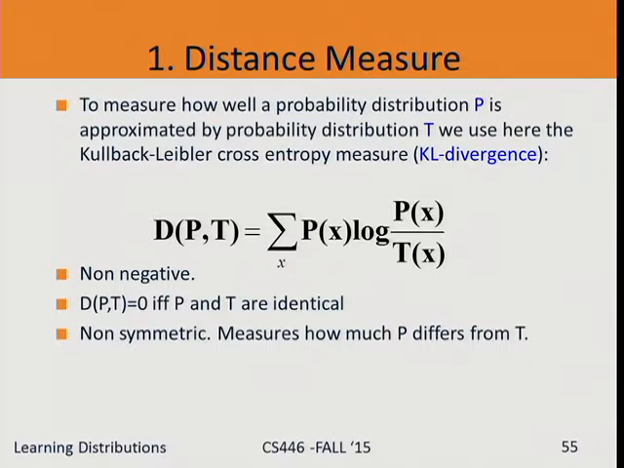Think a little bit about it. It's non-negative. It's zero if and only if they are identical. And it's not a distance, as I said. It's not even symmetric, so it really measures how much P differs from T. But that's going to be the metric that we're going to use. It's a very useful metric. Again, if you think about other distances, you'll see that a lot of distances are sensible and behave similarly, in the sense that they grow together and go down together, but they have different properties that are useful for different things.